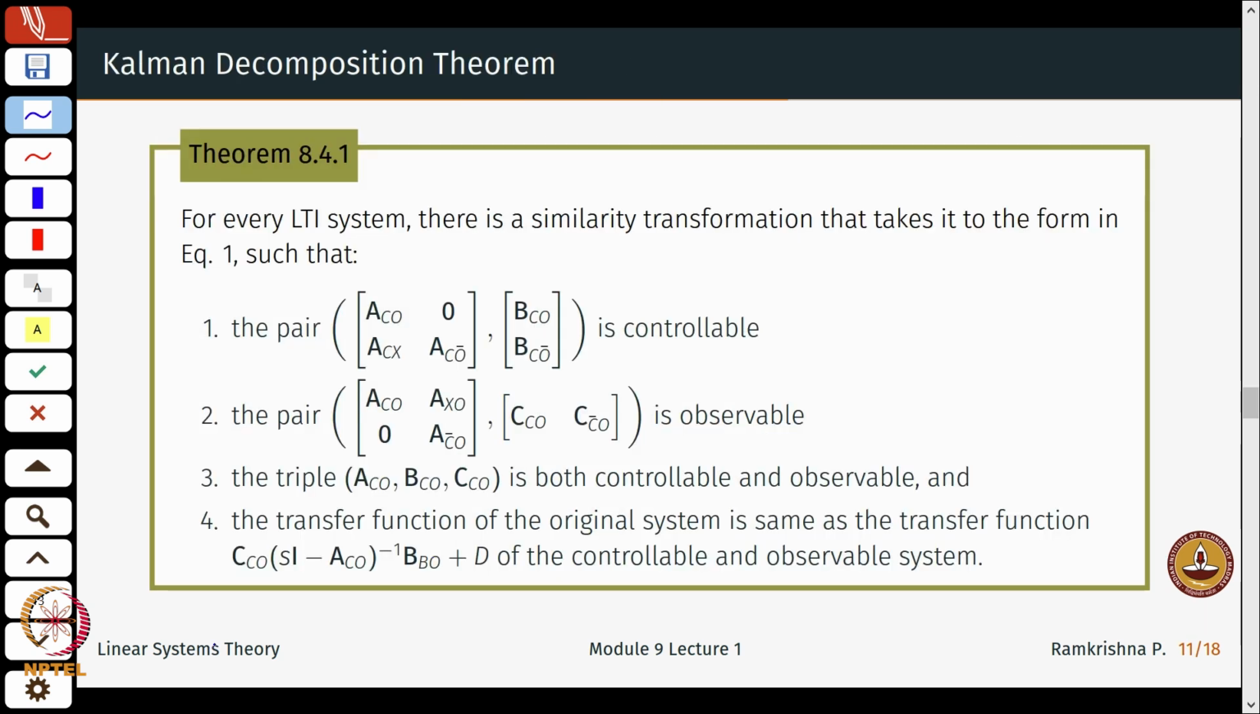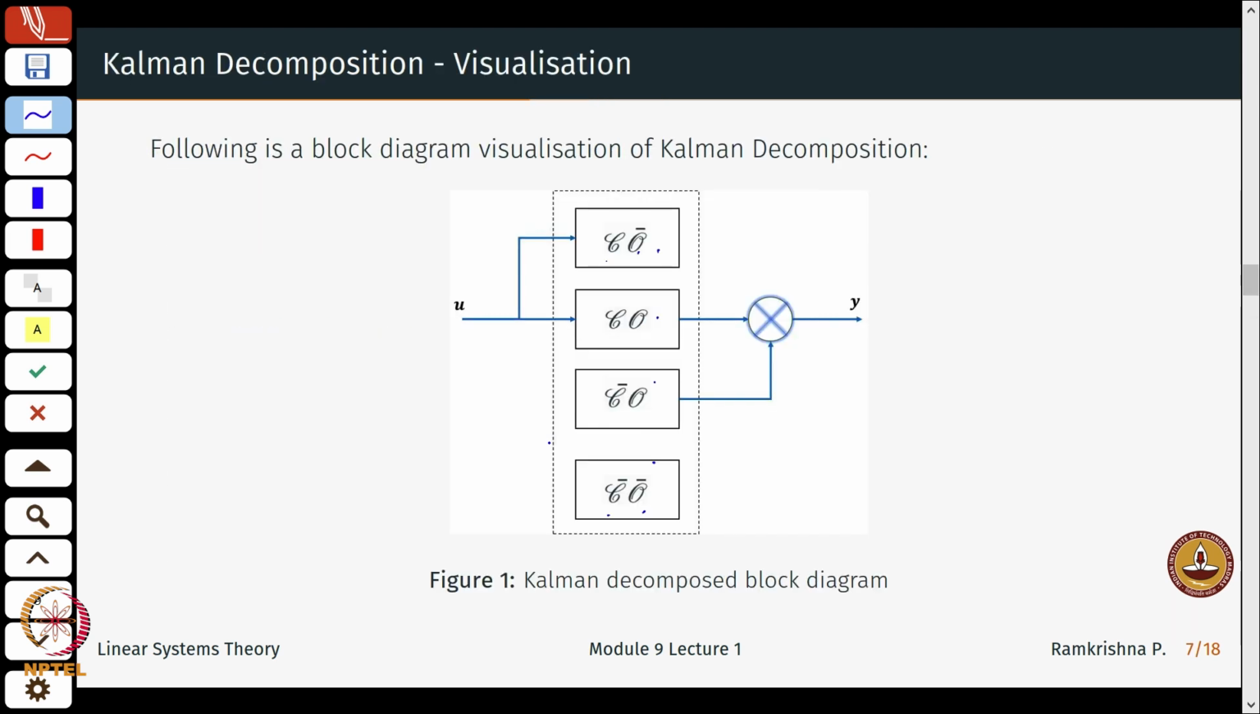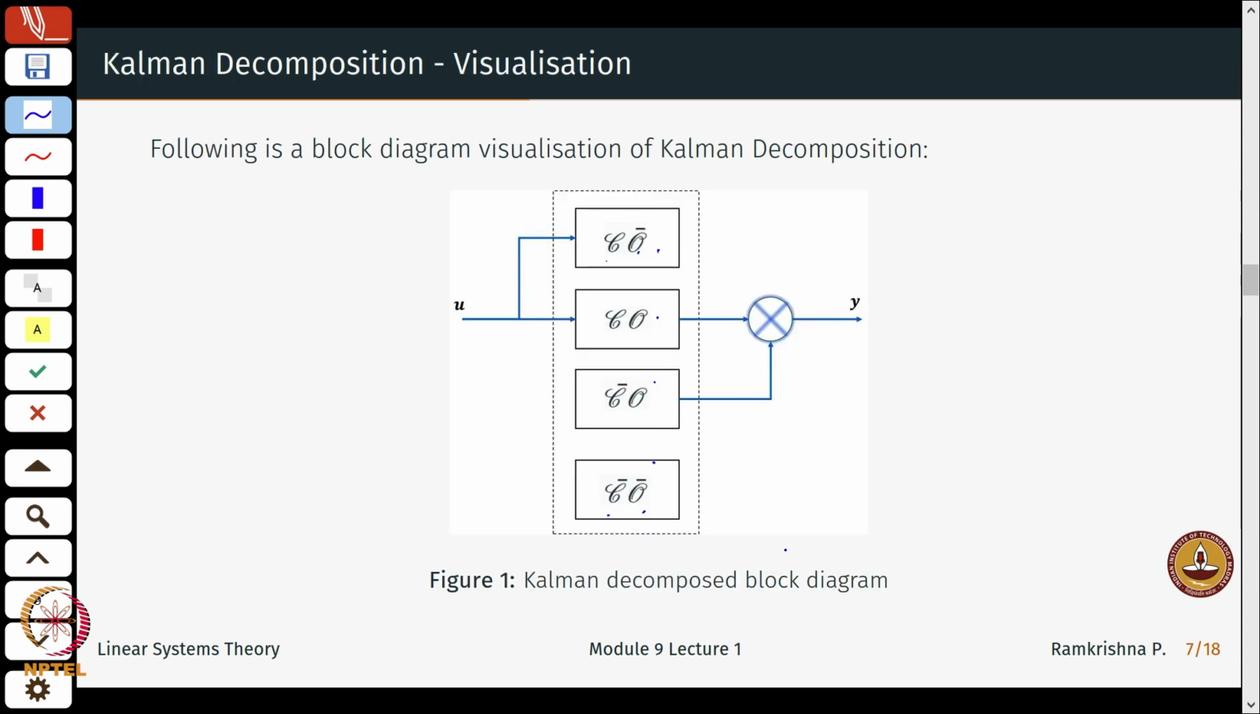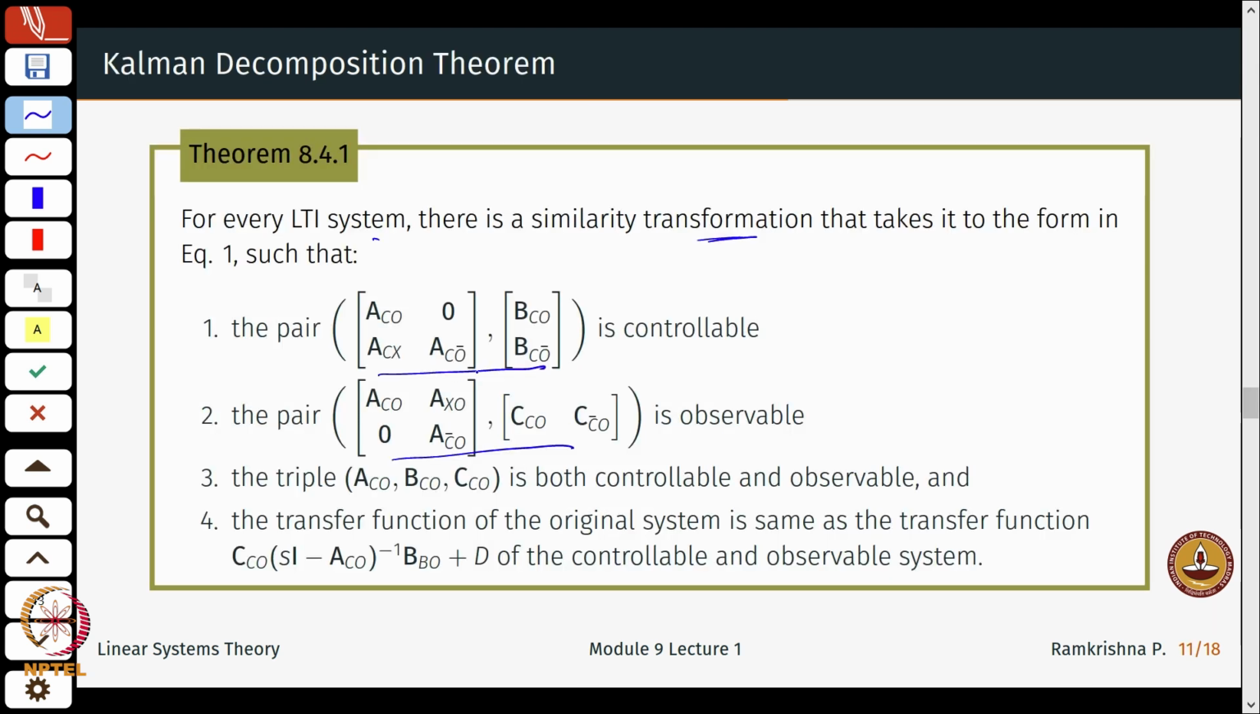Okay. So, what we have derived so far is the following: for every LTI system there is a similarity transformation, which we just derived, that takes it to the following form in such a way that this pair is controllable and this pair is observable. From the expression you see that this is the controllable part. You have controls entering here and no controls going here. So, these two pairs are controllable. So, this is a controllable pair, this is an observable pair.